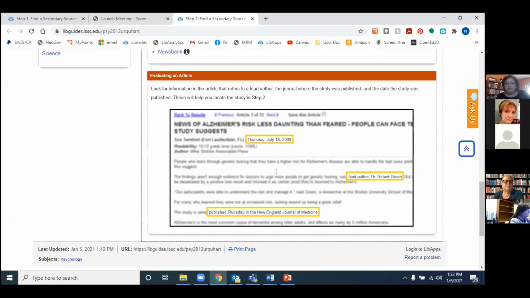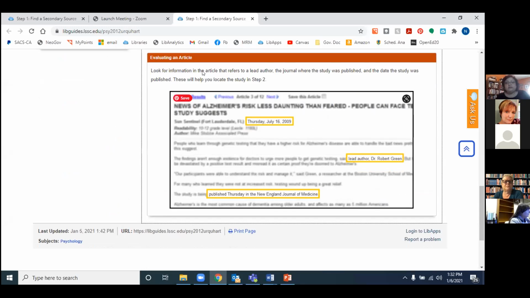So we did provide for them some examples. Here it's got the lead author, published Thursday in the New England Journal of Medicine. And then we said, oh, Thursday, that's July 16th, but it could also be last Thursday, even though it's not. So we need to look for this particular journal. And it just kind of flowed from there. Eventually, we did do it where we eliminated this step altogether and we just gave them the pairs of articles. And that made it so much easier.